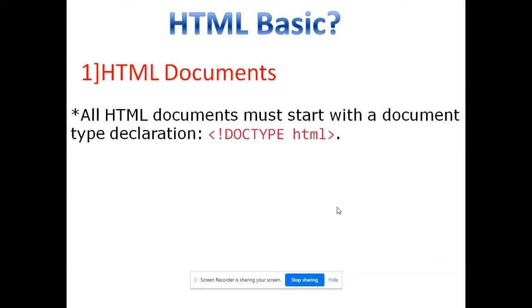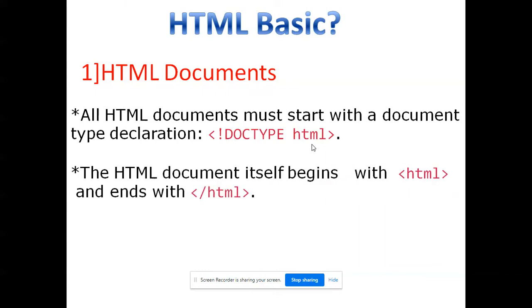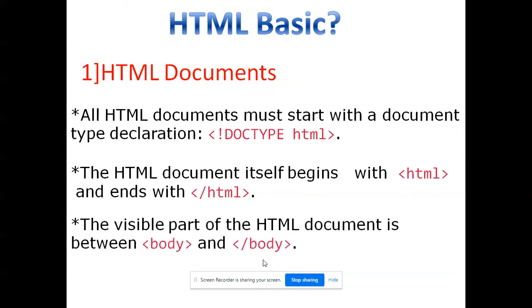All HTML documents start with the document declaration called doctype HTML. After the declaration of doctype HTML, it always begins with the tag called HTML and ends with the tag called forward slash HTML. The same way, after the HTML tag, when you are writing the HTML code for the visible part of the page, we start with the body tag and end with the end of the body tag.